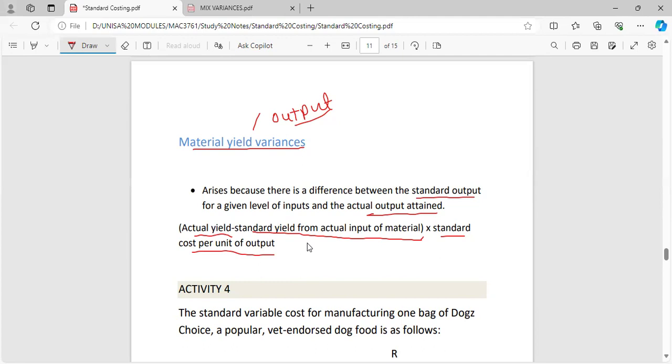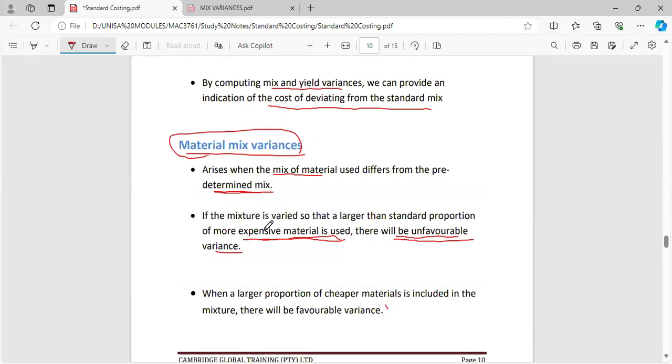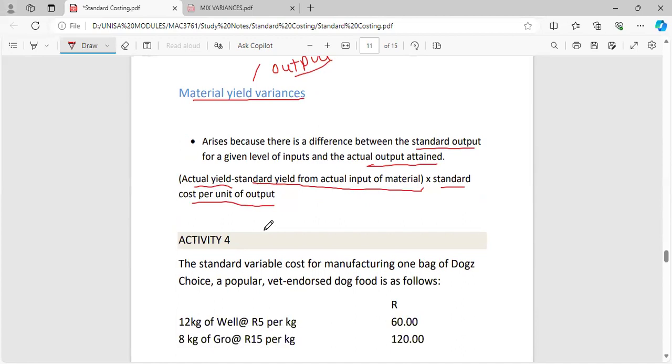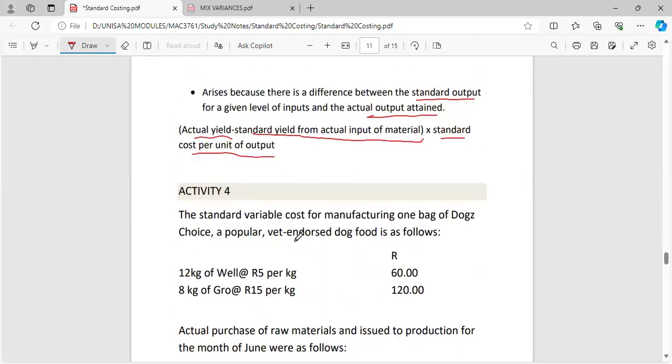The same applies to your material mix variance. Which means even when you are doing your material mix variance, you are going to have your actual mix minus the standard mix times standard cost per unit of output. So that is going to be your formula. But I always want us to present with a calculation that is going to demonstrate exactly what you are talking about. So let's look at this one.